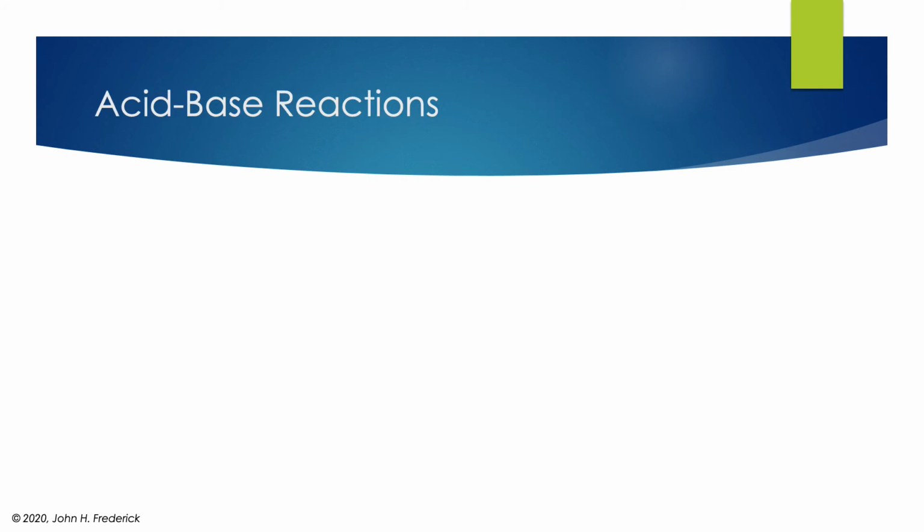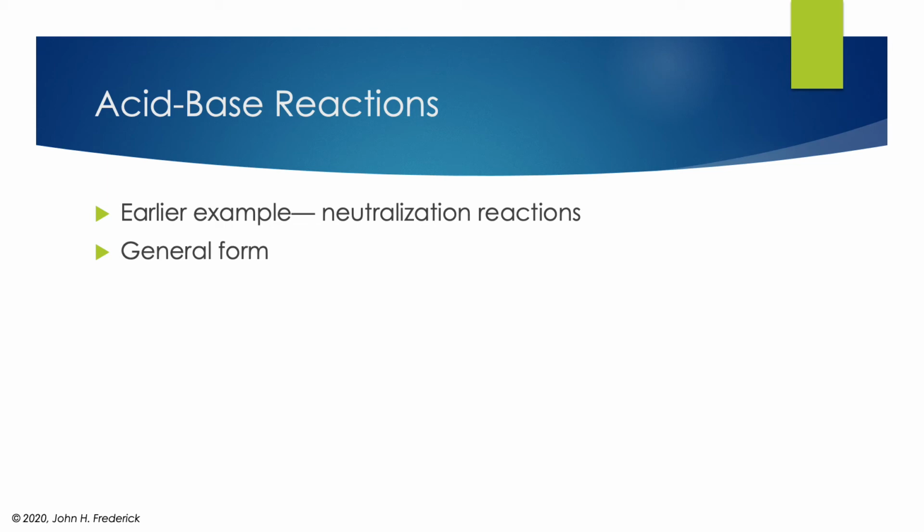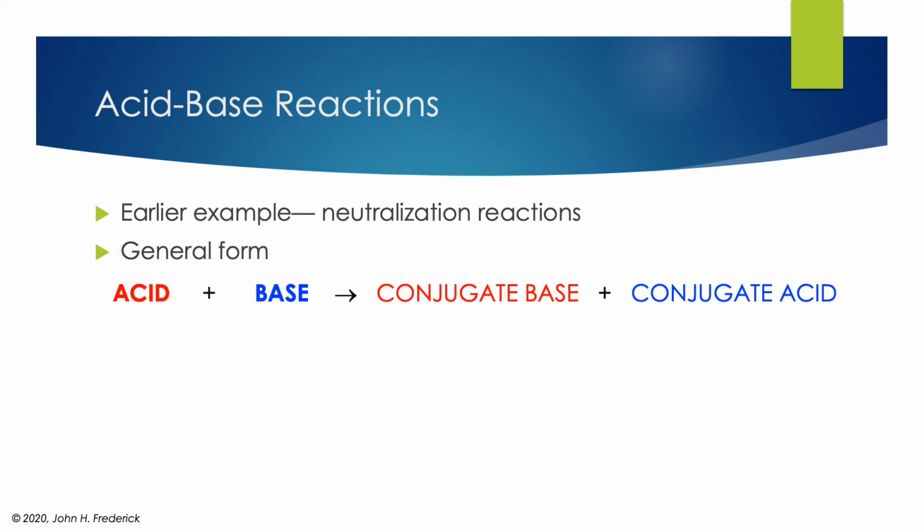Now let's talk about acid-base reactions because that's going to be the central topic of this module. In an earlier example, we saw neutralization reactions, which basically are when an acid and a base come together and form water and a salt. There's a more general form that we can ascribe to acid-base reactions. It looks something like this, where we're going to have an acid reacting with a base, and the result of that reaction is going to be the conjugate base to the acid and the conjugate acid to the base.